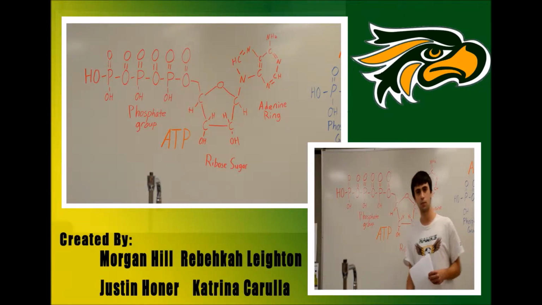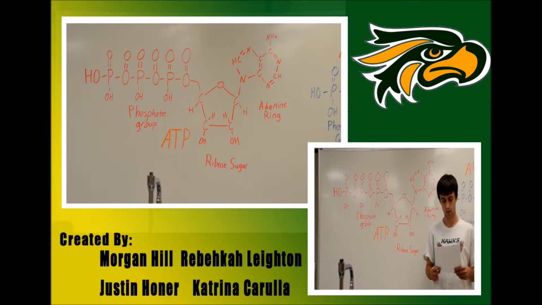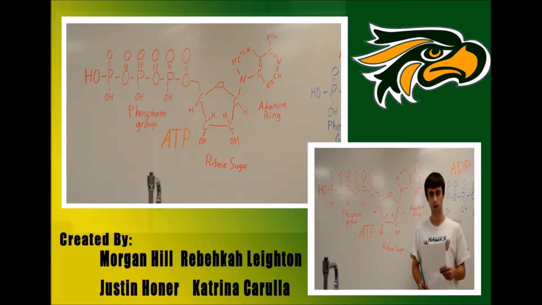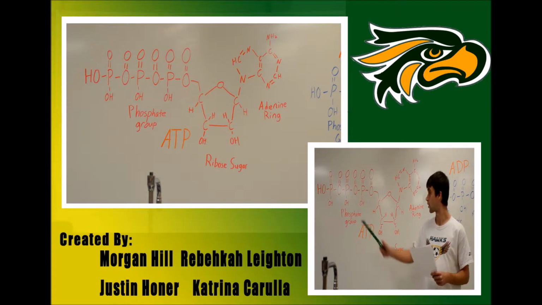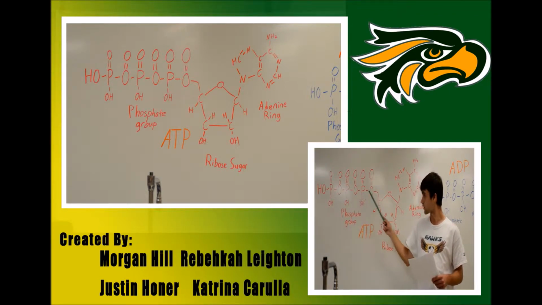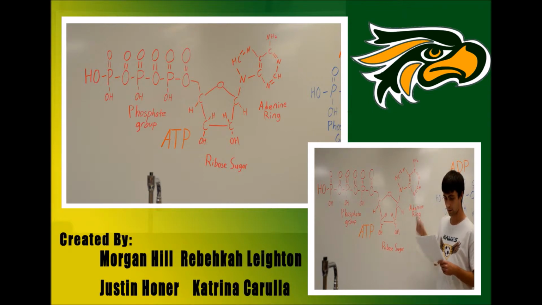ATP is the end product of cellular respiration. ATP consists of 3 phosphate groups with an adenine ring and a ribose sugar. This is how it gets its name, adenosine triphosphate. The 3 phosphate groups are here with the 3 phosphoruses. The ribose sugar is right here, and the adenine ring is here.